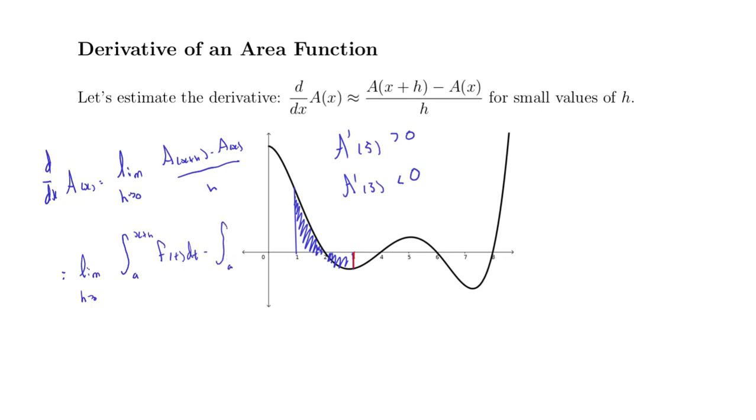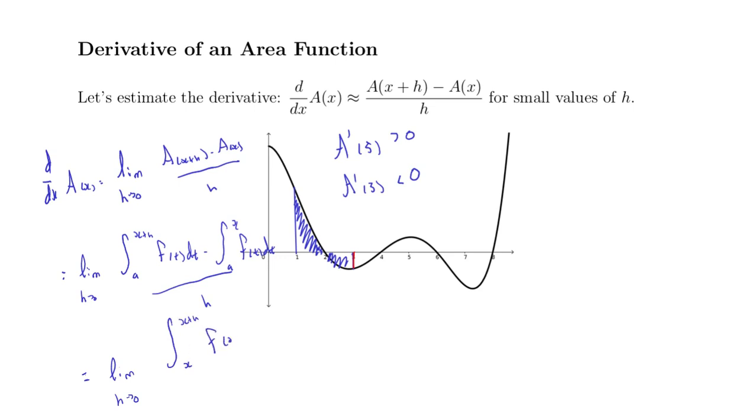Minus A of x is our integral from a to x of f of t dt, and then this is all over h. There's a nice property of integrals that says you can subtract these things. Oops, I want my limit first. And we'll get a limit as h goes to 0 of the integral from x up to x plus h.